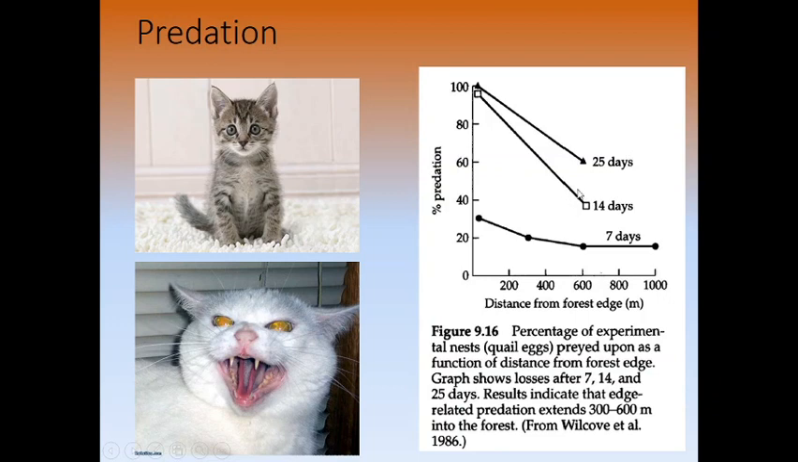So this graph here is looking at distance from the forest edge, meaning this is right at the edge of the forest, and this is deeper into the forest, and how much predation there was. This is looking at quail eggs in experimental nests, and right along the edge, all of those nests got predated upon very quickly. So a lot of predators will patrol the edges of habitat patches because they know it is such a good opportunity to travel around, to see farther, and to be more successful predators, essentially.